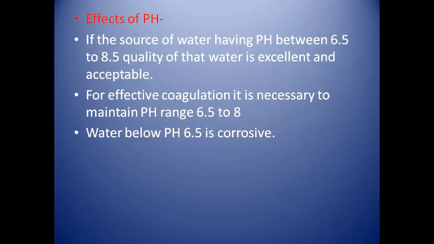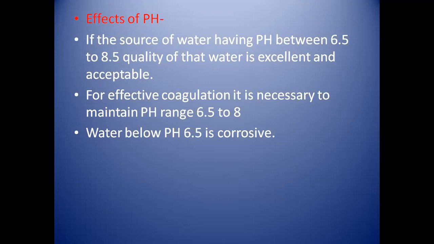Now see the effects of pH on water or on human life. If the source of water has a pH between 6.5 and 8.5, the quality of that water is excellent and acceptable. That is, when any source of water has a pH value between 6.5 and 8.5, then this water is excellent and acceptable.